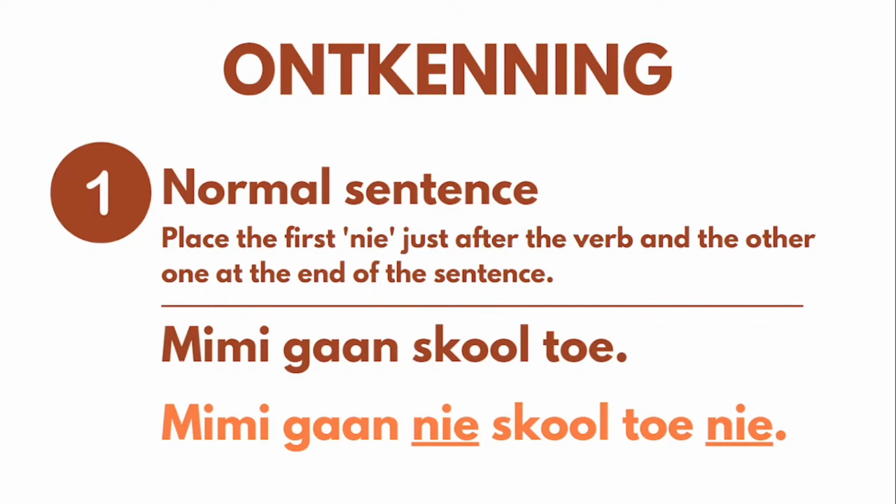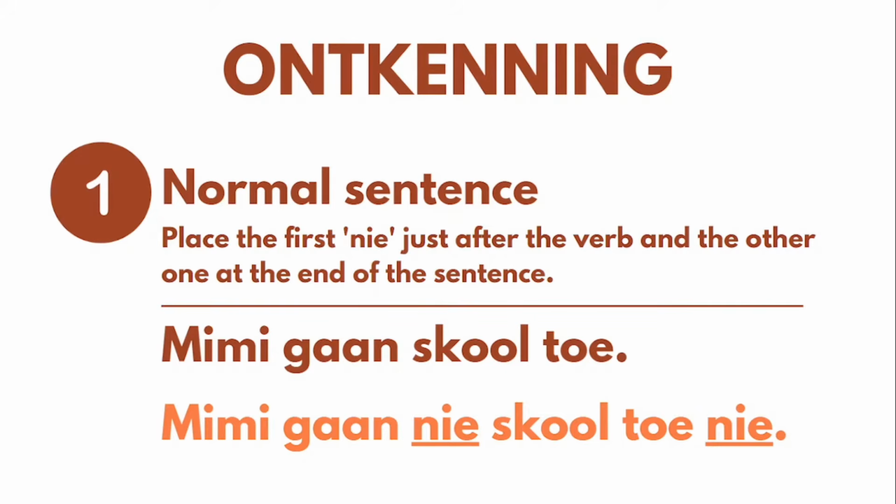So, "Mimi gaan skool toe." In this sentence, if you follow Stompie, Mimi will be the subject, gaan would be verb 1, and then skool will be the object, and then toe, I think, is direction, so maybe it supports the verb. So Mimi gaan, then you put the first nie, skool toe nie, and then the other nie, as you know, must always be at the end of the sentence.